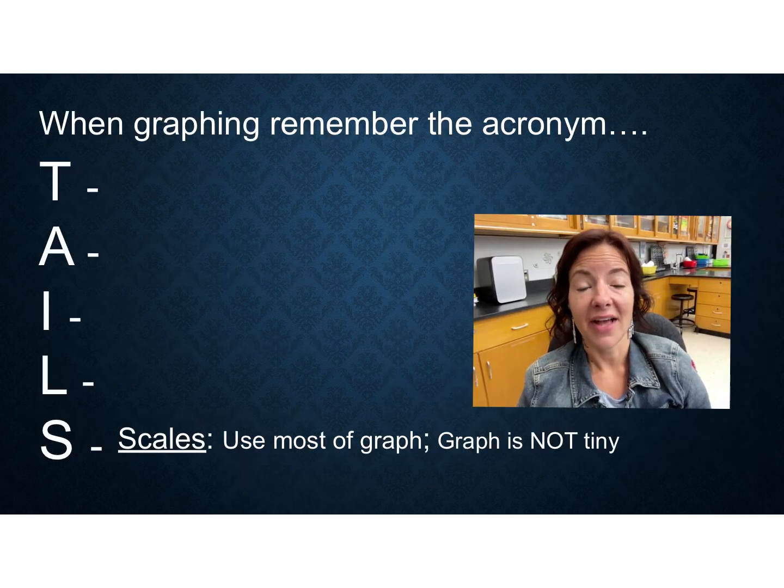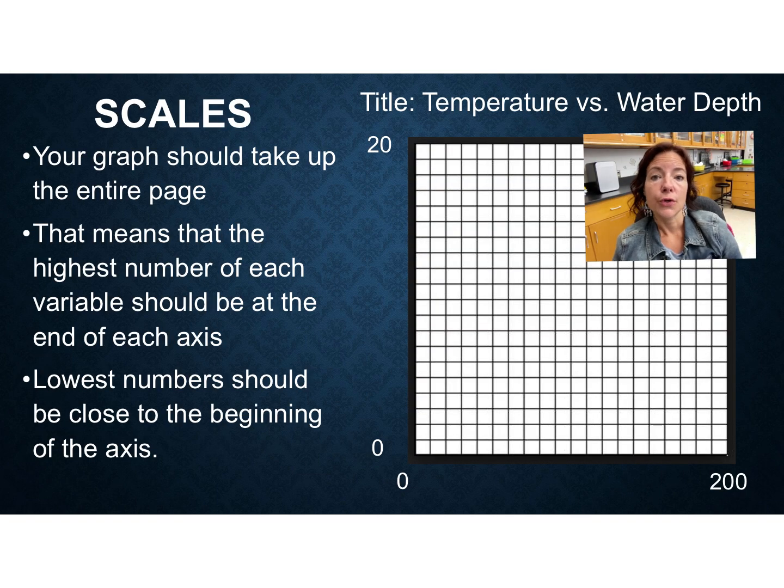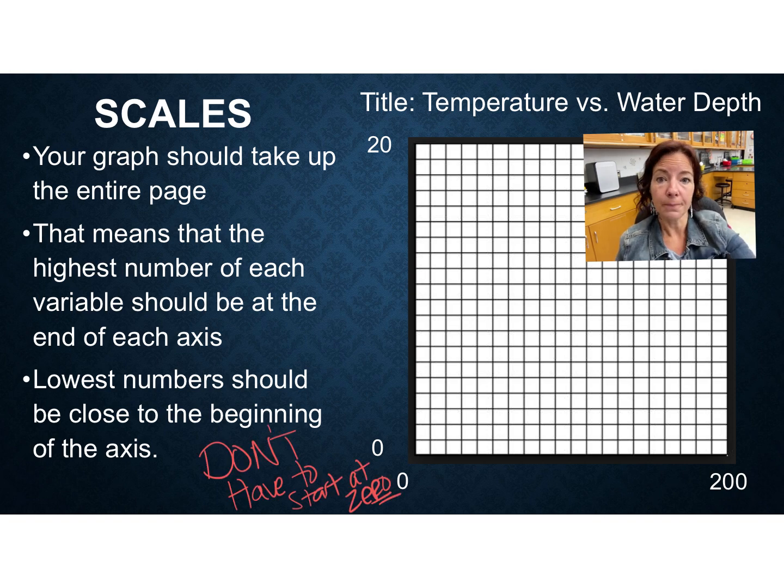Finally, we've got the scale, and this ties right back to our intervals. We want to make sure that the majority of our graph is used and it's not tiny. So your graph should take up the entire page. We do want to have our highest number at each of the ends of our axes, and the lowest number doesn't always have to be 0. Sometimes we can start a graph later, especially if our data doesn't start until 1,000. We don't want to start our graph at 0 when our lowest data point is 1,000. So that's going to help you keep your scale to making sure that you use as much of the graph as you possibly can.